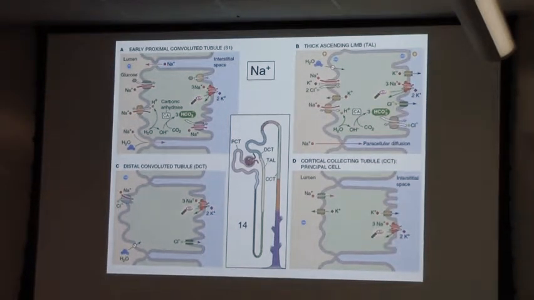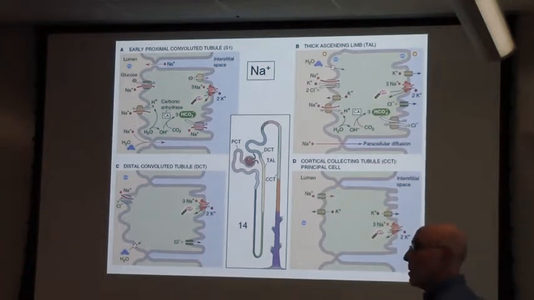So, there's sodium. Yes? Said that water follows sodium. Yeah, so especially here in the proximal tubule, where we have a leaky epithelium, water flows paracellularly as sodium is pumped transcellularly. That happens in the proximal tubule. That does not happen in the ascending limb of the loop of Henle, because it's a tight epithelium.